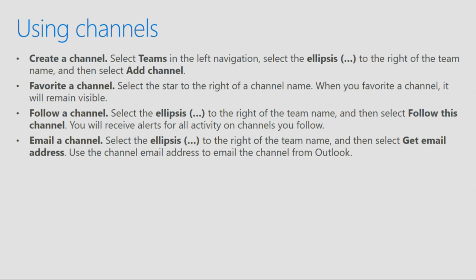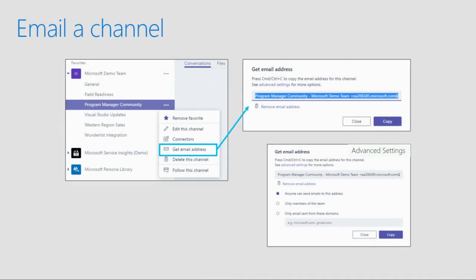You can also email channels. In the ellipsis to the right of the team name, you'll select Get Email Address, and you can copy and paste that email address into an Outlook email. If you have a long email chain that you want to forward into a channel so that people can start talking about that issue in Teams rather than replying all on the email, you'll be able to do that using this feature. Here's a screenshot of how to email a channel. Just click the ellipses, select Get Email Address, copy that email address, and then paste it into an Outlook email.